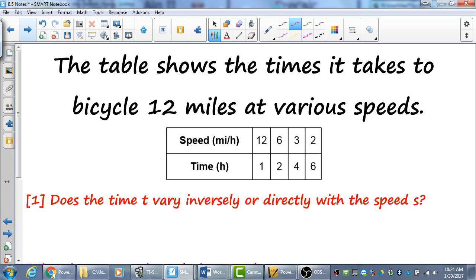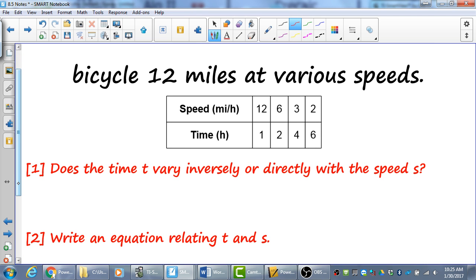The table shows the times it takes to bicycle 12 miles at various speeds. The speed is decreasing, so the time is increasing. As you slow down, it's going to take you longer to get there. That's an inverse relationship. Does the time t vary inversely or directly? Inversely. If you're going to slow down, it's going to mean more time.